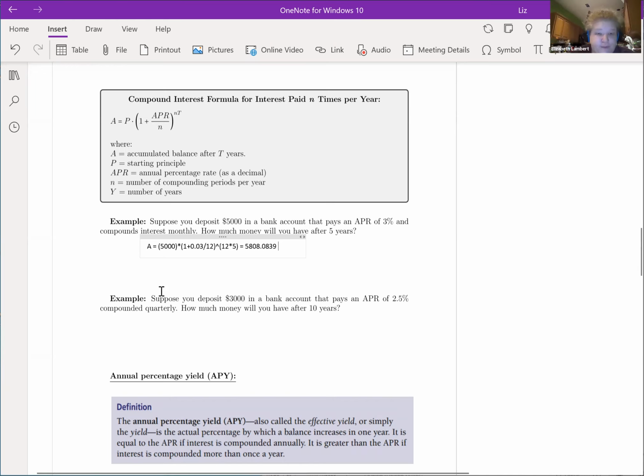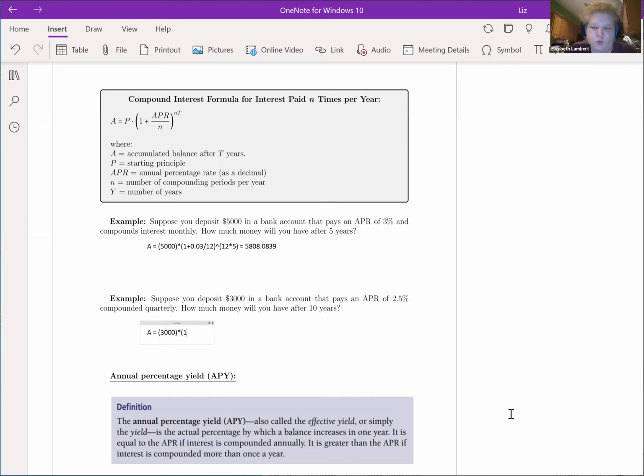All right. So here, a little bit less interest, only compounded quarterly, and our deposit is less, but we're going to look at 10 years. So here, 12 times 5 was 60 compounding periods. Now let's see what happens. On any calculator, if you type exactly what I'm typing with the parentheses and the times, it will calculate for you. All right, so we're only depositing 3,000.